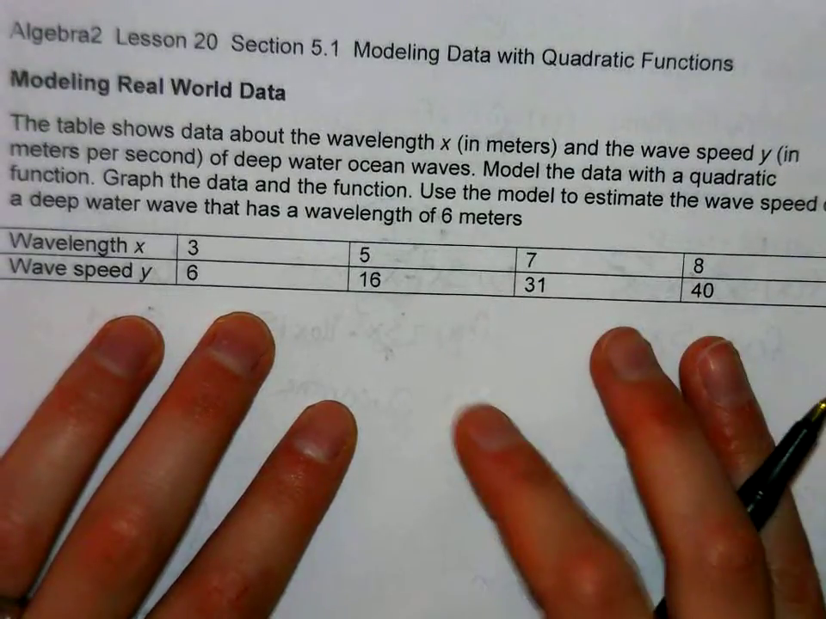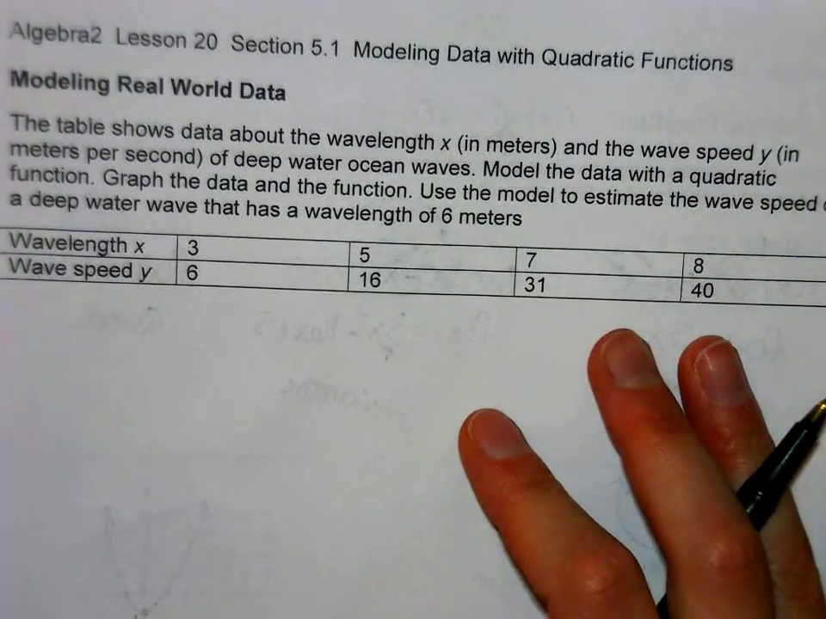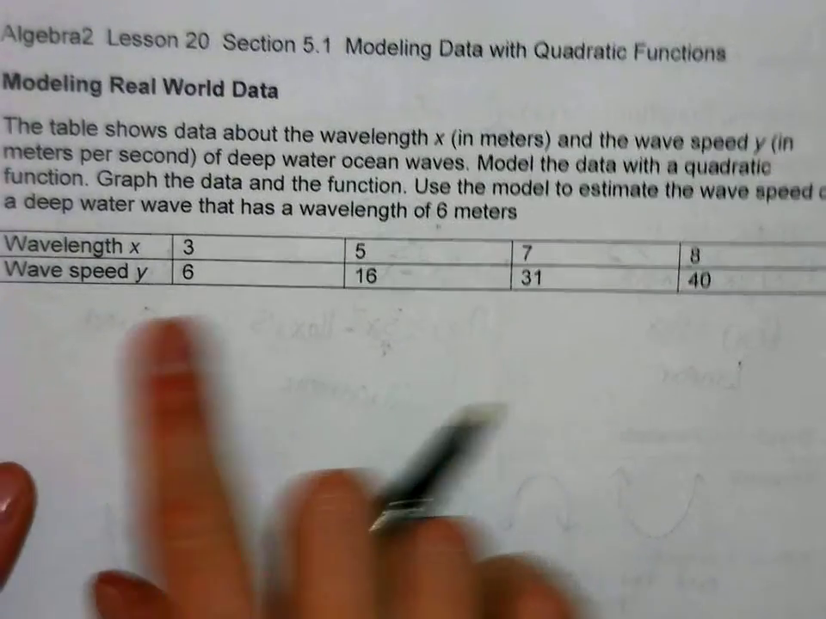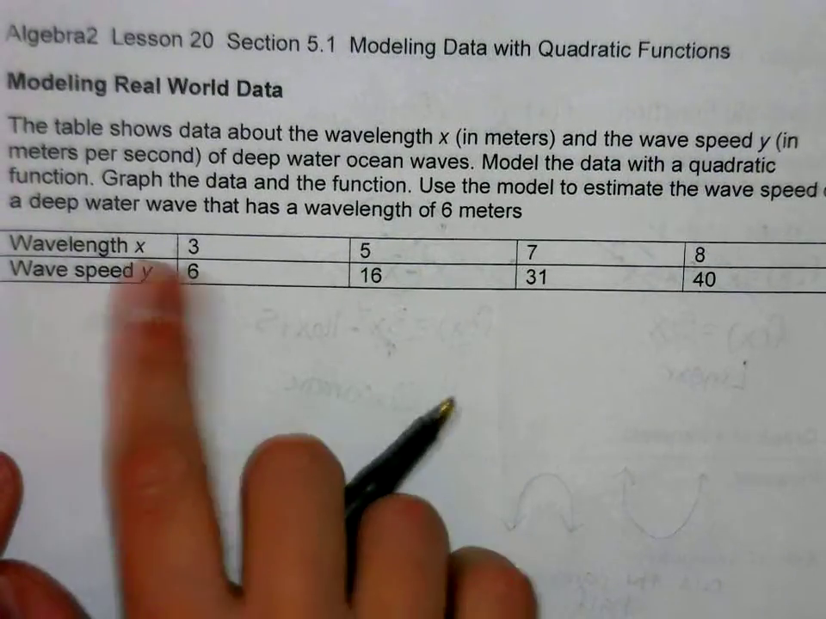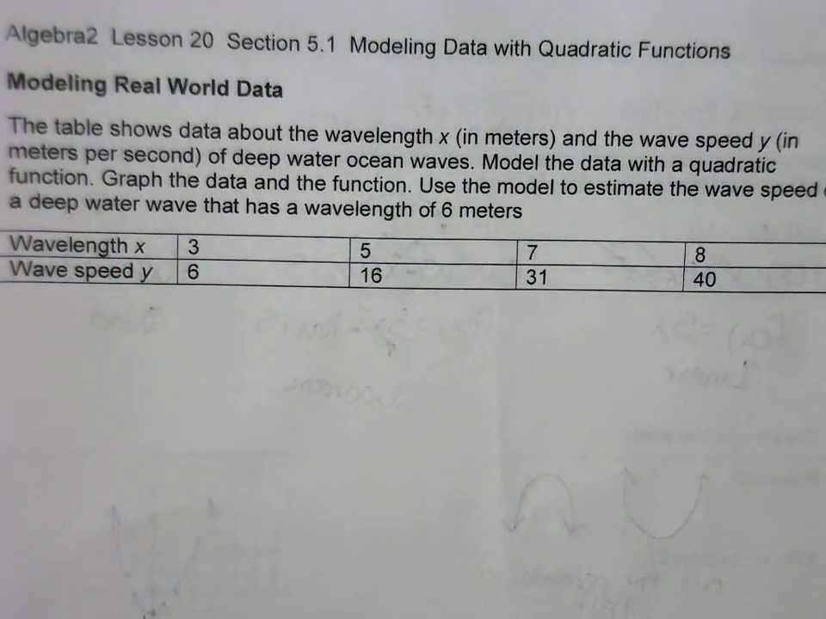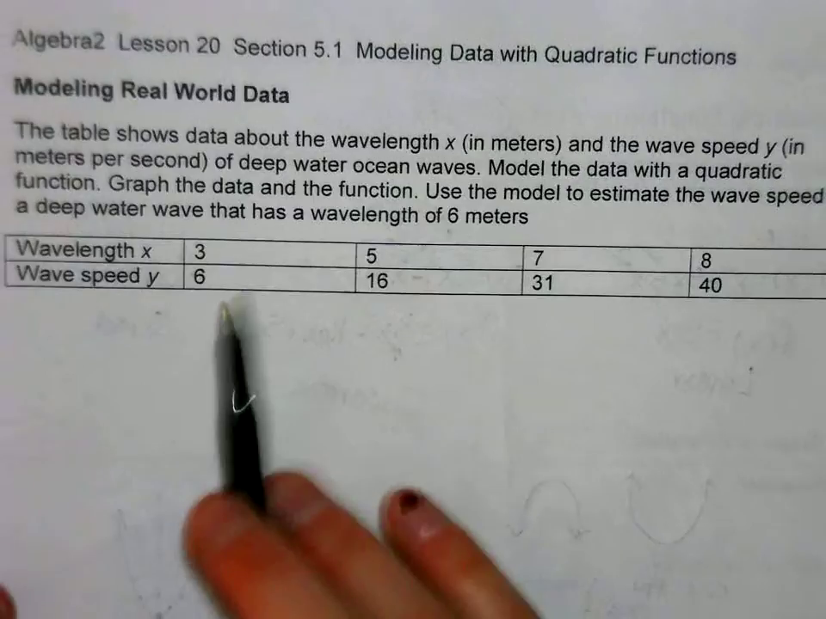Today we're still sticking with quadratic functions and how we can model it with data, but now we're going to actually look at a problem where we're given data. We're looking at wavelength, which is our x values, and wave speed, which is our y values. We have done things like this before. We did it where we were finding our linear regression line. So we still need to do the same thing.